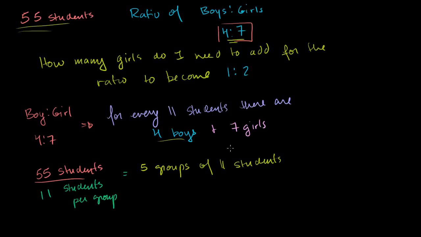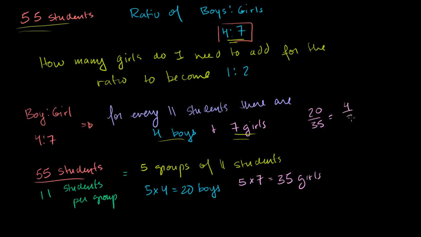And we've done this drill before. Every group has 4 boys and 7 girls. So we have 5 groups, each of them has 4 boys. That means we have 5 times 4, which is equal to 20 boys. And we have 5 times 7, each group has 7 girls, so that's equal to 35 girls. And the numbers add up. 20 plus 35 is 55. And 20 to 35 is equal to 4 to 7. So it all works out. So that's what we have right now.